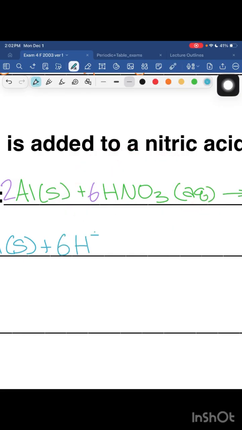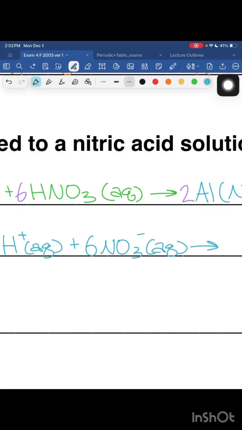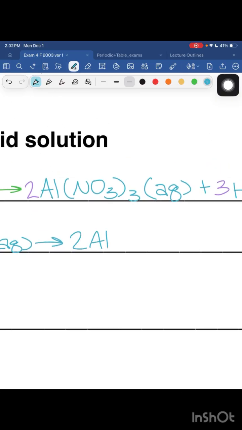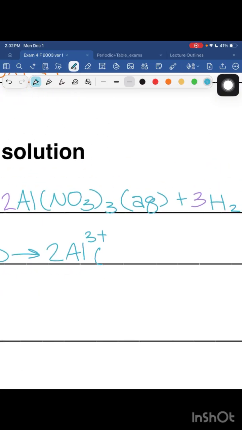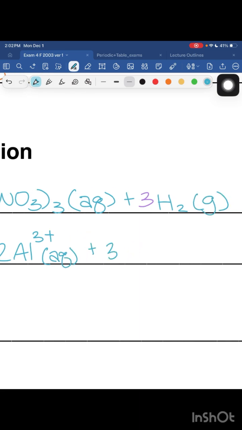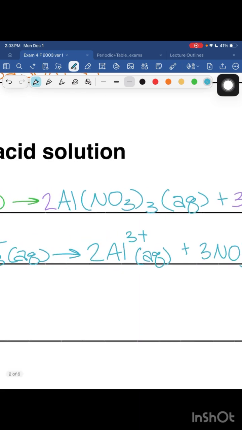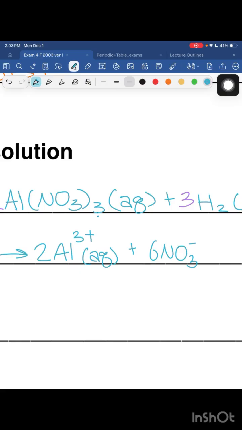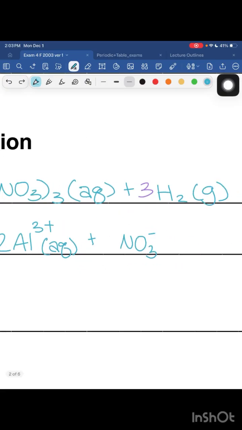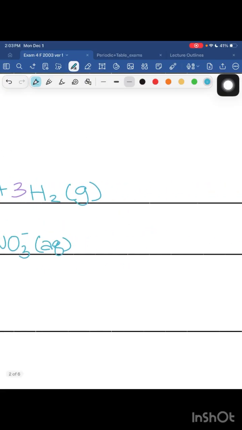So we've got 6H plus, 6NO3 minus aqueous. This is going to become, we have 2 aluminum, there are 3 plus ions plus, we got 3 nitrates. Oh, no, we don't. We have 6 because we have this number times this number. And those are aqueous. Plus, we have 3 H2 gases. It's not aqueous, I don't split it up.